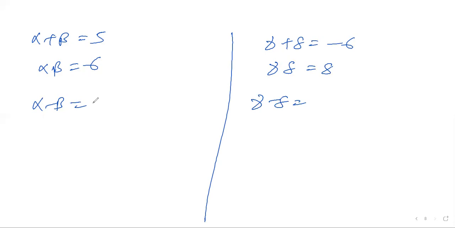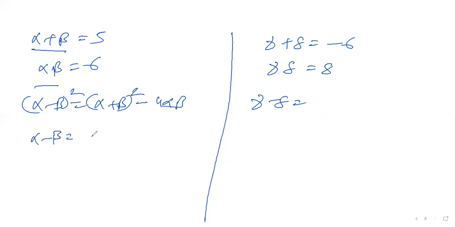Okay, we cannot say directly. I told you gamma minus delta whole square equals gamma plus delta whole square minus 4 alpha beta. Plus and product you can do. For this, alpha minus beta you find. After this, solve equation number 1 and equation number 2, and you'll get alpha beta.